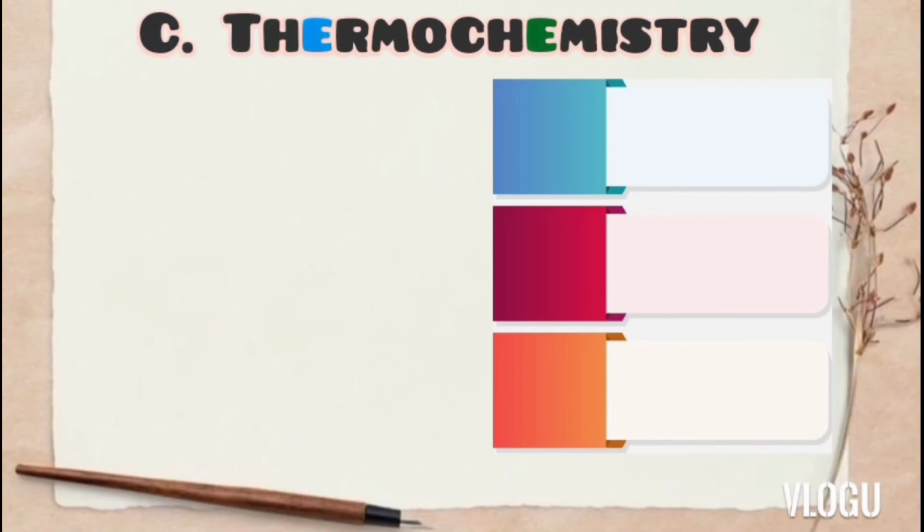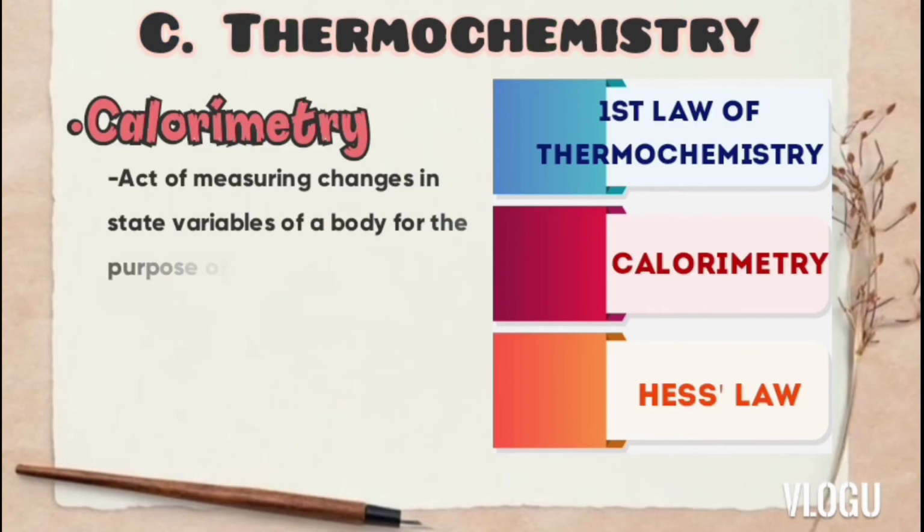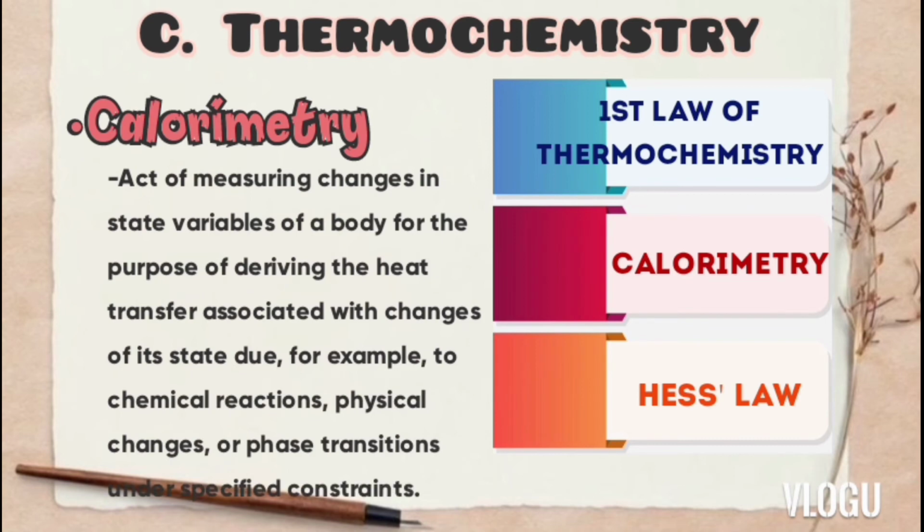And our last example is calorimetry. Calorimetry is defined as the act of measuring changes in the state variables of a body for the purpose of deriving the heat transfer associated with the changes of its state due to, for example, chemical reactions, physical changes, or phase transitions under specified constraints. So calorimetry is simply the measuring of heat.